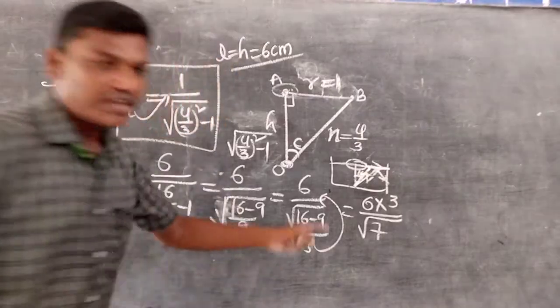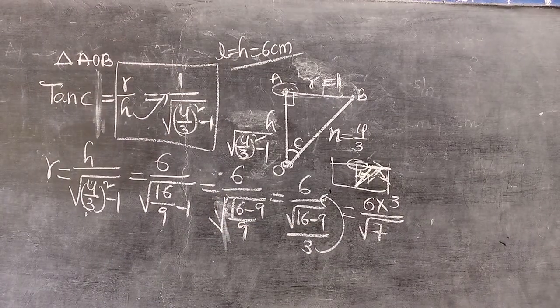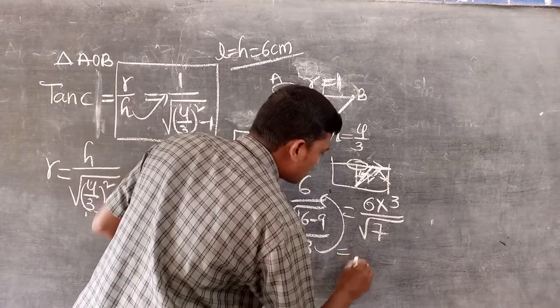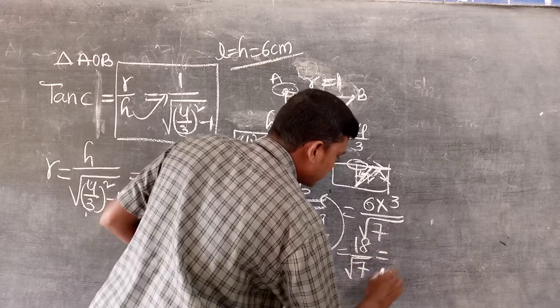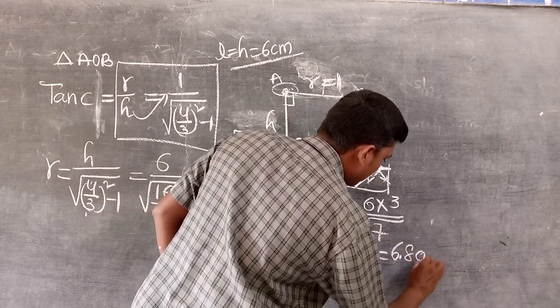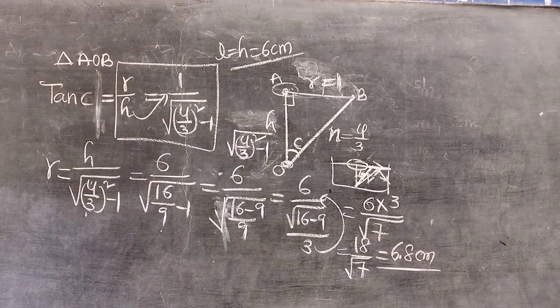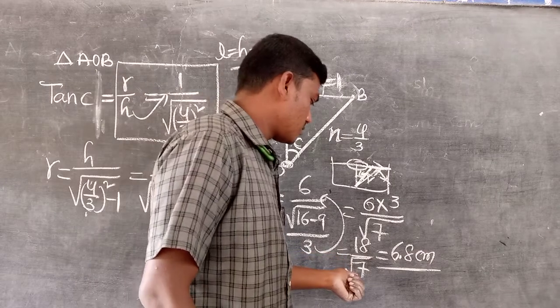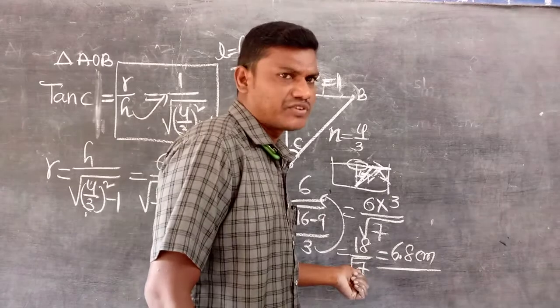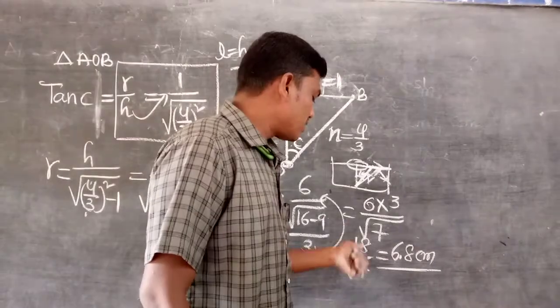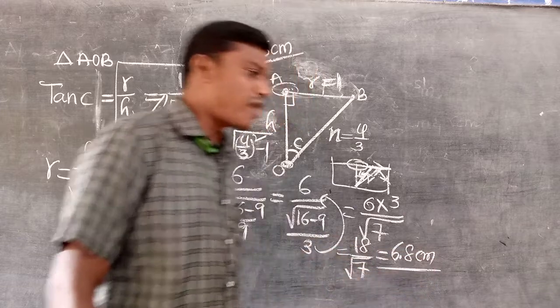Okay. So here we are observing very clearly that it is equal to 6 into 3, 18. 18 by root 7. This value is nearly 6.8 centimeter. Root 7 is nothing but 2.65 like that. So that's right, 18 by root 7. So anyway, 18 by root 7 is equal to 6.8 centimeter.